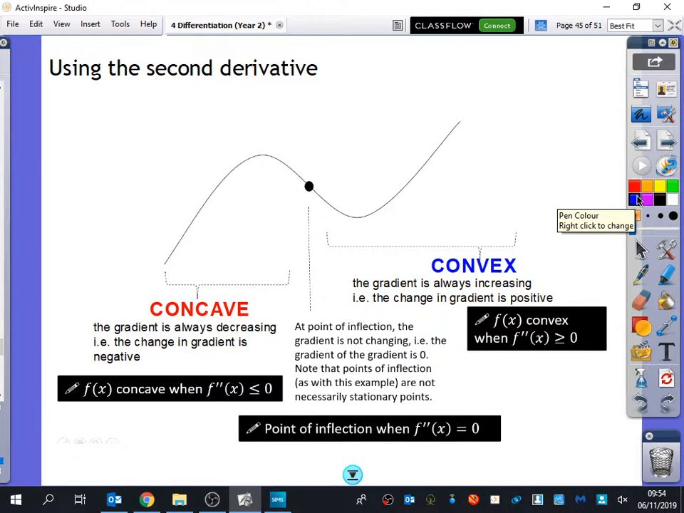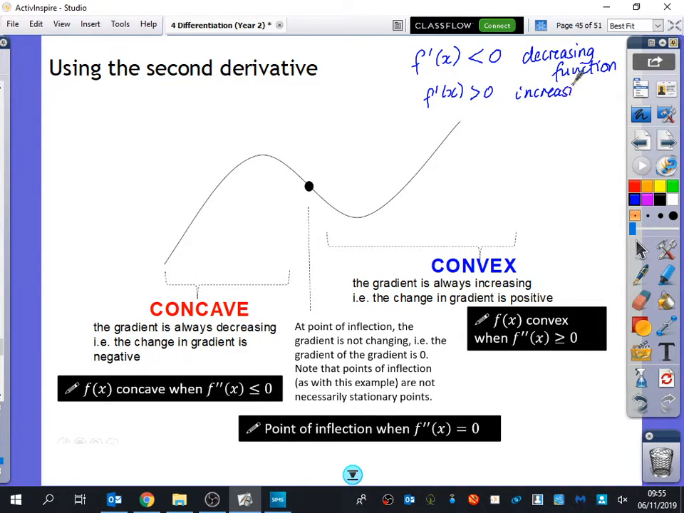Now, normally, the first derivative tells us whether the curve is going upwards, going downwards, or flat. That's what the first derivative tells us. If the first derivative is less than 0, it means the graph is going down, and we would call it a decreasing function. And obviously, if it is greater than 0, then we would say that it is an increasing function, okay? The second derivative tells us something about the shape of the graph.